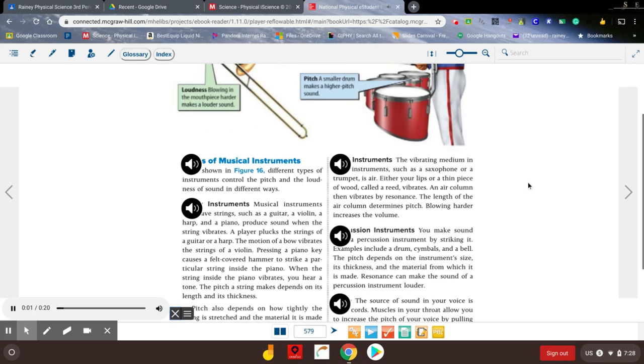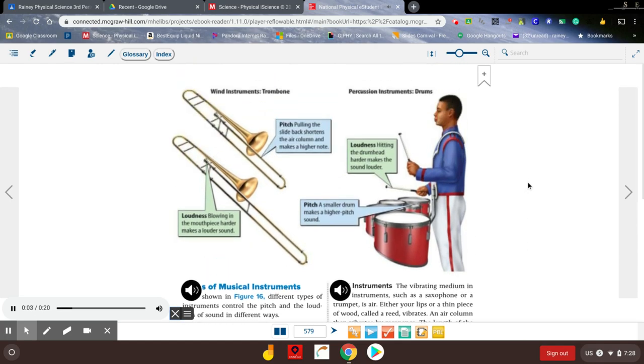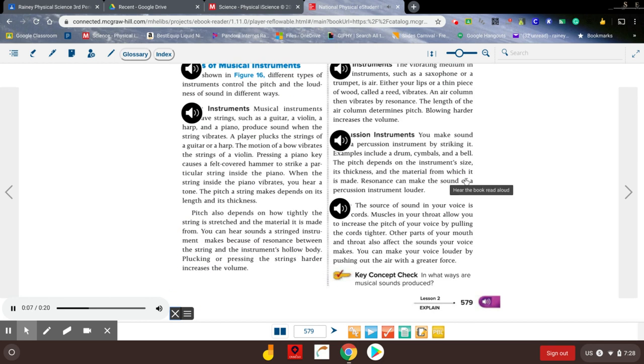Percussion instruments. You make sound with a percussion instrument by striking it. Examples include a drum, cymbals, and a bell. The pitch depends on the instrument's size, its thickness, and the material from which it is made. Resonance can make the sound of a percussion instrument louder.